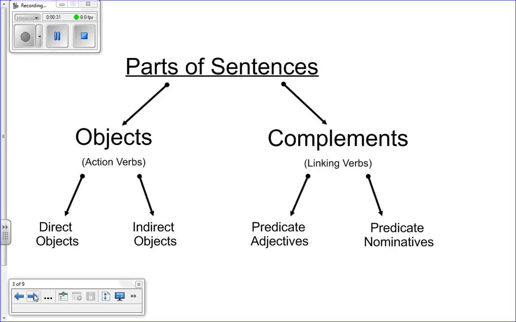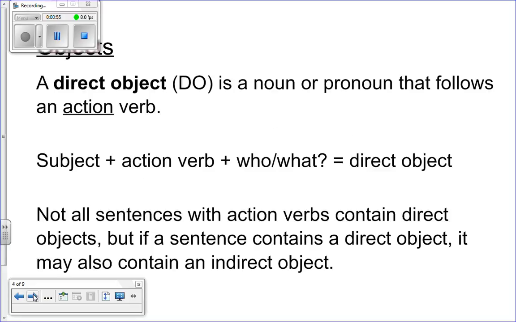All right, within parts of sentences, there are two categories. The first category is that of objects, and there are two types of objects, direct and indirect objects. Those objects appear with action verbs. The other category of parts of sentences are subject complements. There are two types, predicate adjectives and predicate nominatives. Subject complements appear with linking verbs. Please copy this chart.